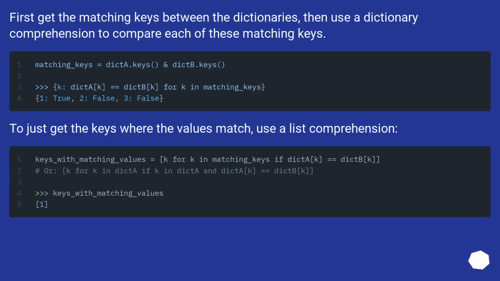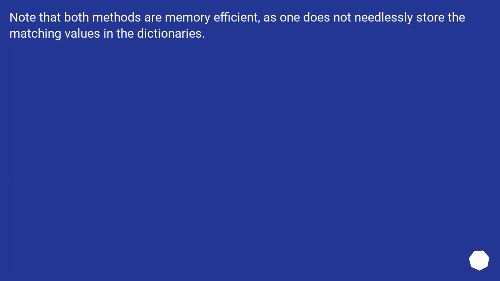First, get the matching keys between the dictionaries, then use a dictionary comprehension to compare each of these matching keys. To just get the keys where the values match, use a list comprehension. Note that both methods are memory efficient, as one does not needlessly store the matching values in the dictionaries.